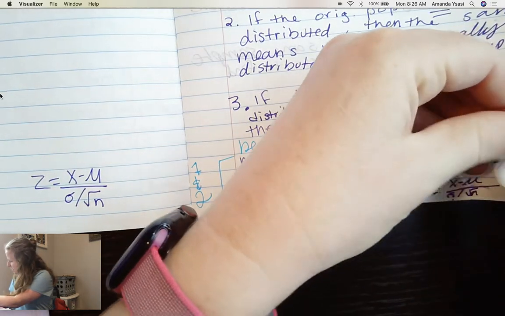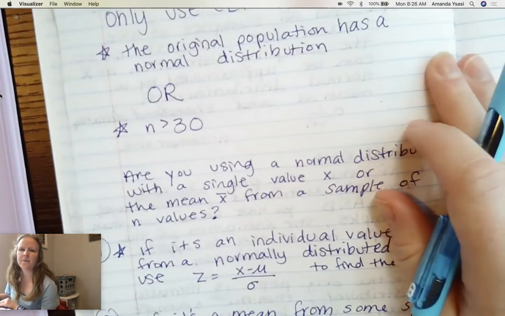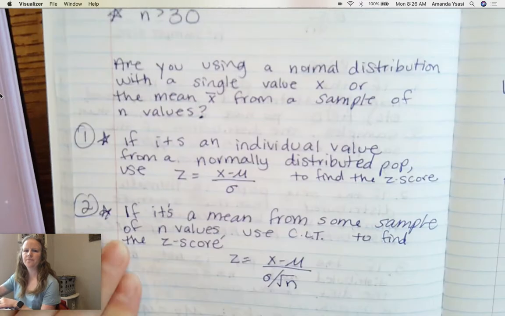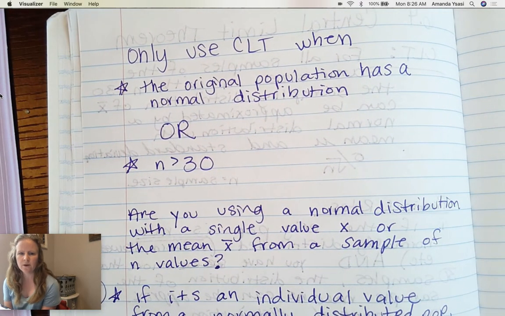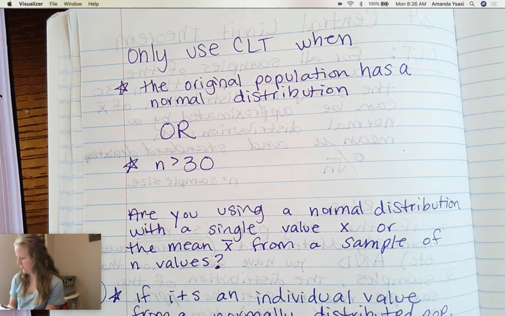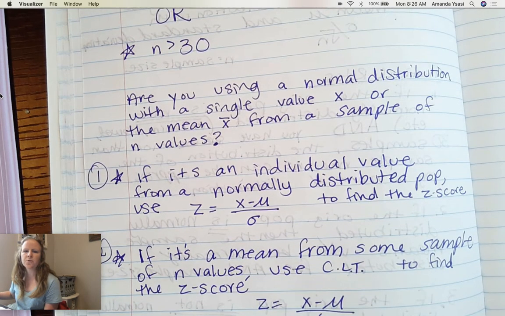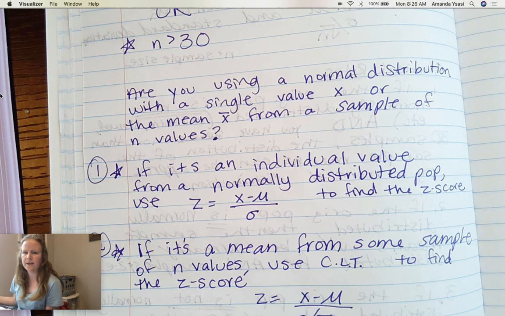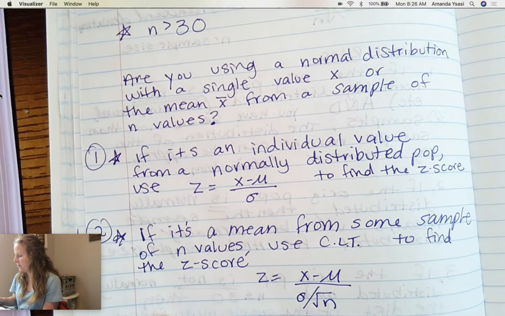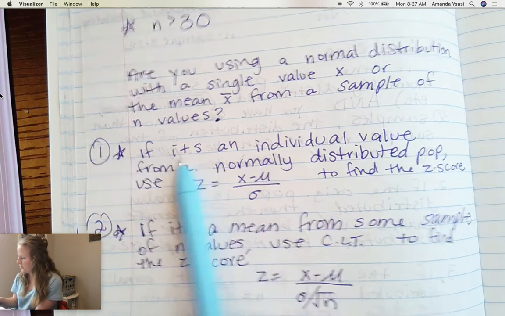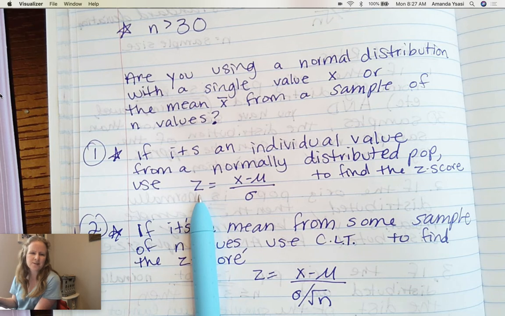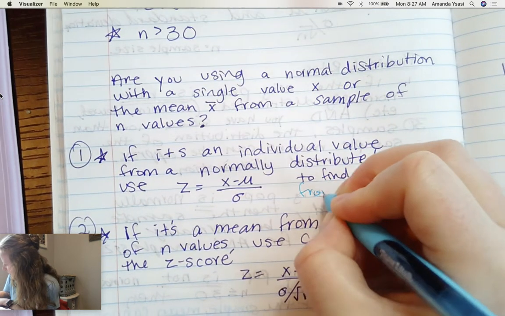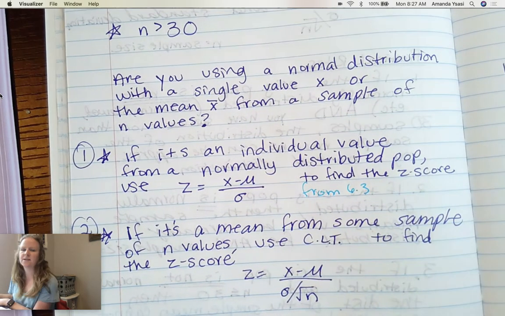Okay, so let's look and see when can we use the central limit theorem? We can only use it when the original population is a normal distribution or n is greater than 30. Are you using a normal distribution with a single value x or a mean x bar from a sample of n values? This is how we're going to determine which formula to use. If you're looking at an individual value from a normally distributed population, you're going to use this. And this was in 6.3.